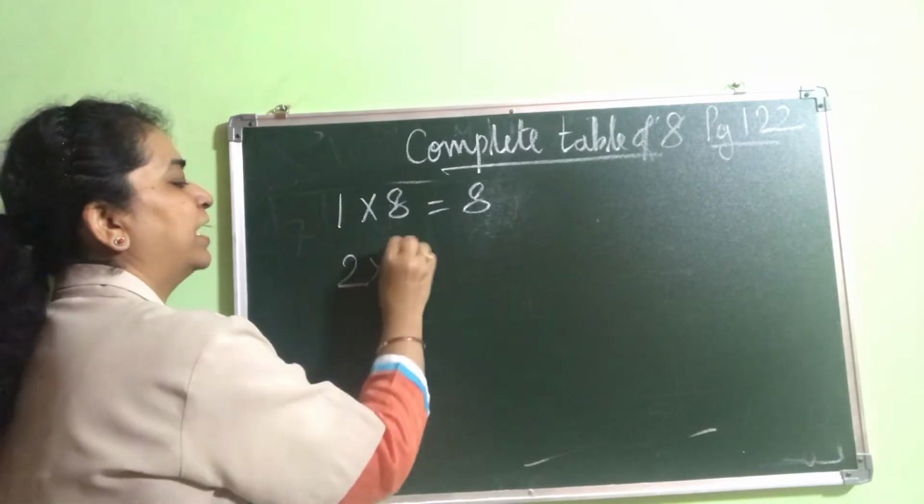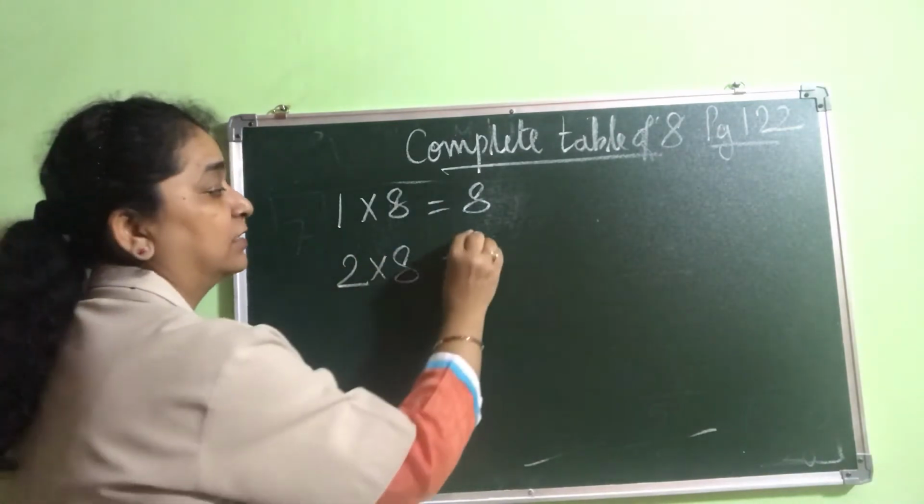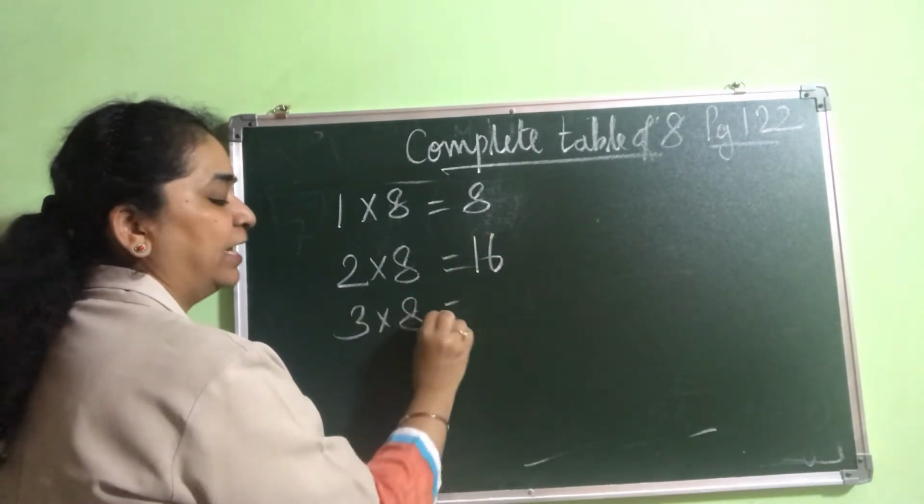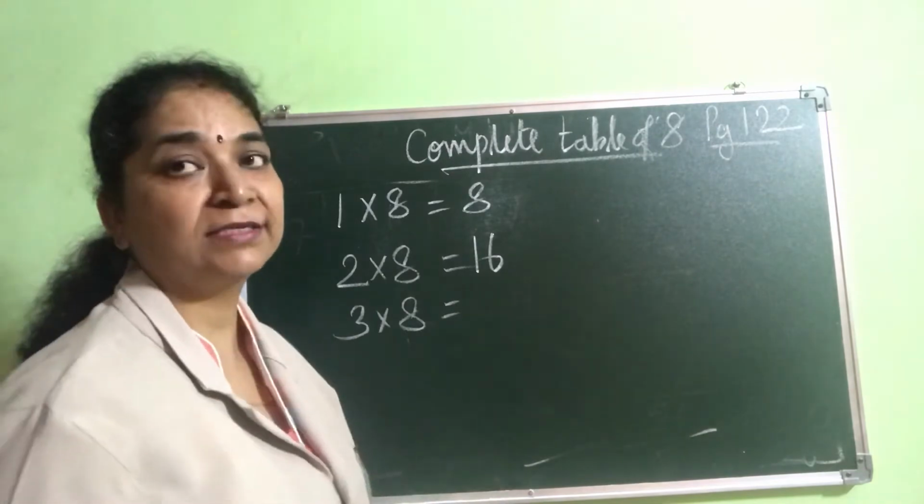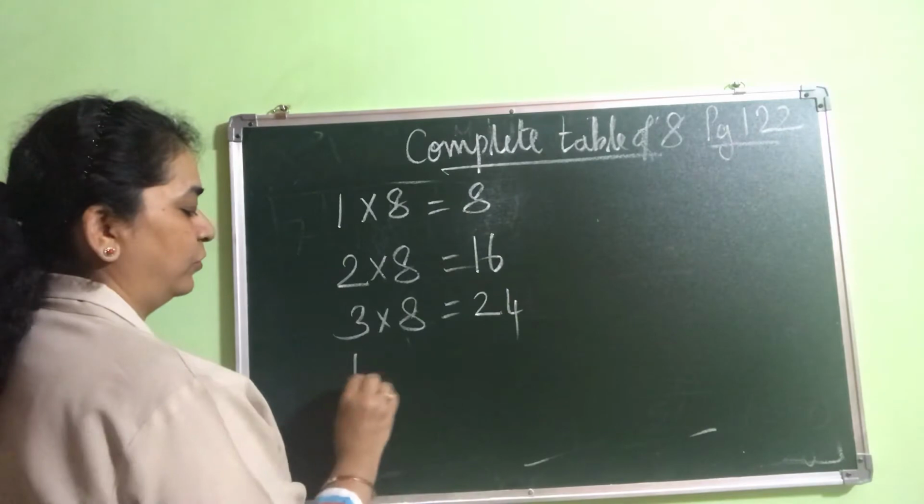2 into 8 or 8 into 2. 8 twos are or 2 eights are? Yes, 16. 3 into 8 or 8 into 3. What is the answer? 24. 8 threes are 24.